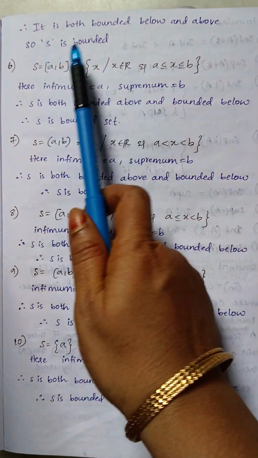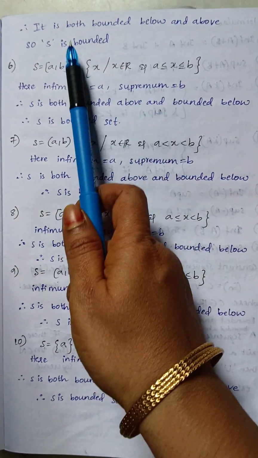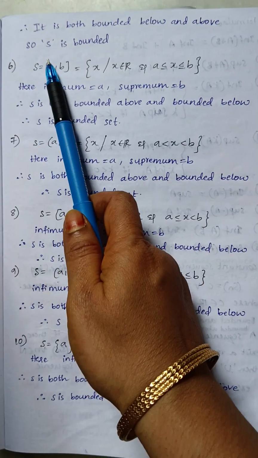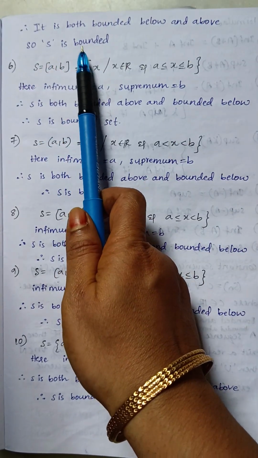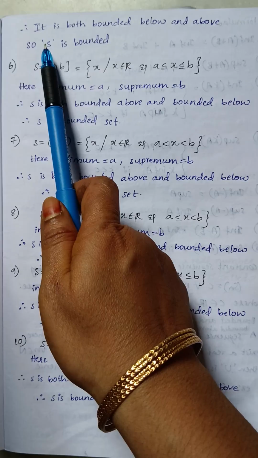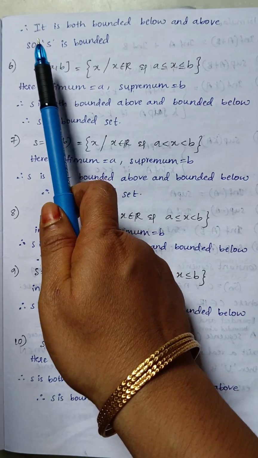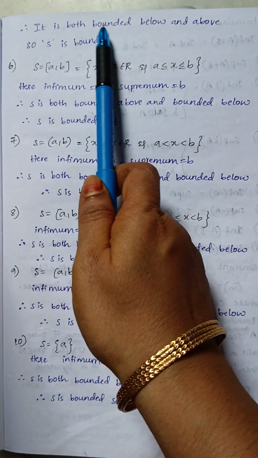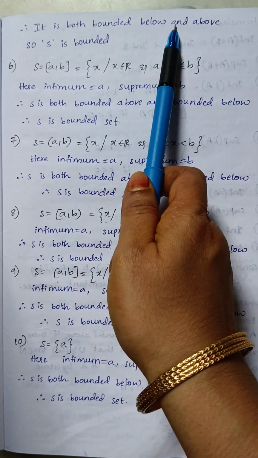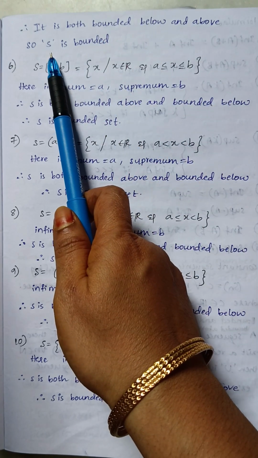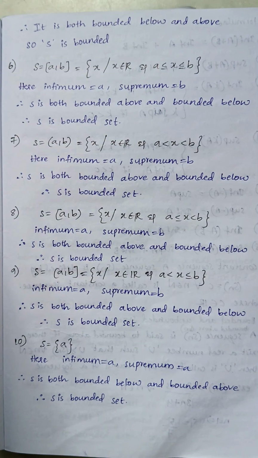So any set which has both an infimum and a supremum, or which is bounded below and above, we can say this set is said to be bounded. It has a lower bound, that's why it is bounded below. It also has an upper bound, that's why it is bounded above. So it is both bounded below and above, then we can say it is bounded.